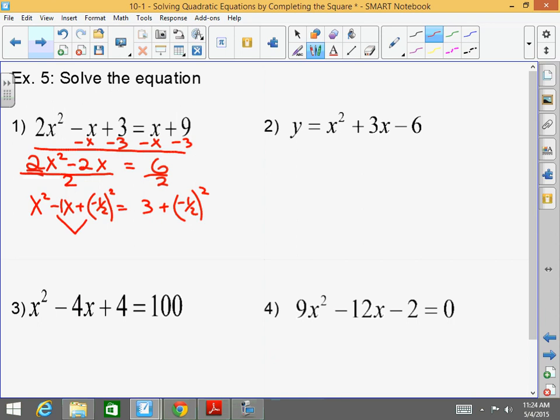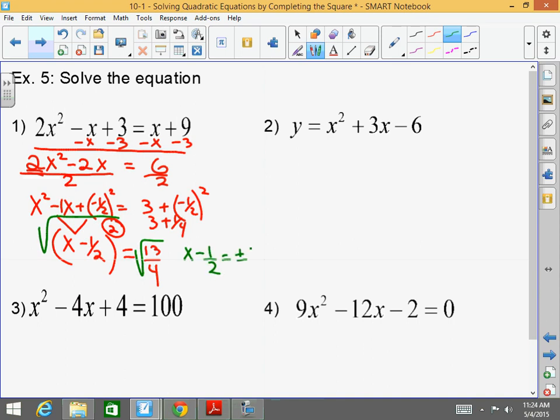So what is the trinomial factored now? X minus 1/2, great, squared, equals, this is 3 plus 1/4, right? So go ahead and make your life easy. Turn it into a mixed number. This is 3 1/4, so that's 13/4. How do I get rid of a power of 2? I square root it. So x minus 1/2 equals plus or minus the square root of 13 over 4.